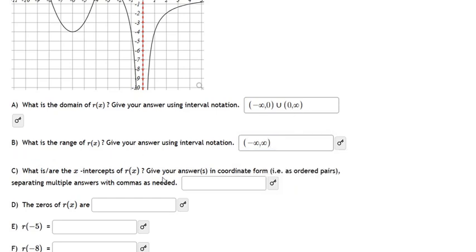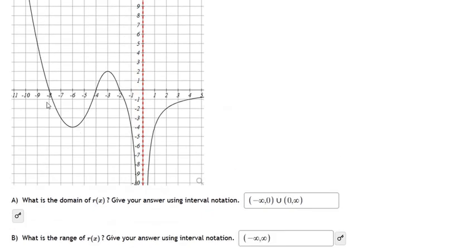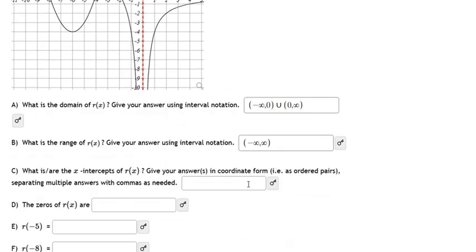What are the x-intercepts? So that's where it crosses the x-axis. It crosses at negative 8, negative 4, negative 2. Ordered pairs. Okay, so this is at negative 8 on the x, 0 on the y, comma, negative 4 on the x, 0 on the y, and then negative 2 on the x, 0 on the y.